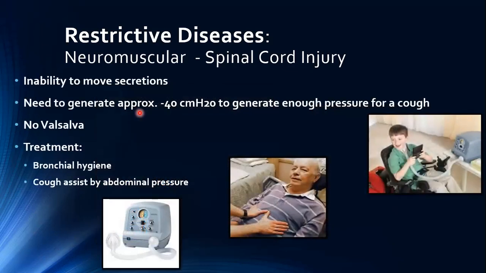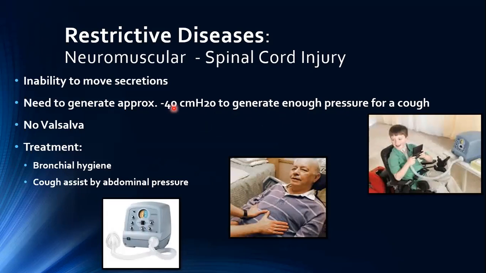All right, so spinal cord injuries, the inability to move secretions. That's how they manifest. You need to be able to generate approximately negative 40 centimeters of water to generate enough pressure for a cough. So that's being able to take that breath in to be able to cough out. You need to be able to at least pull, right?